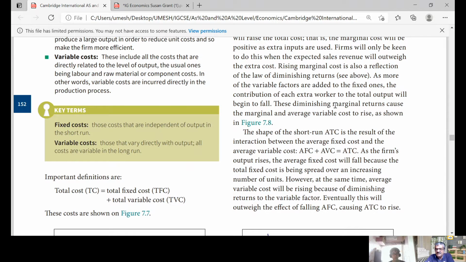And this diminishing returns cause the marginal and average variable cost to rise, as shown in 7.8. As more of the variable factors are added to the fixed cost, the contribution of each extra worker to the total output will begin to fall. As you hire more and more workers, and you consider the cost of each extra worker you hire, they will have diminishing return.